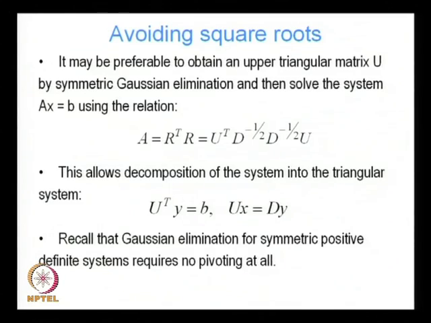And let us recall that the prerequisite for this is to perform the Gaussian elimination, because we have to calculate U. But recall that for Gaussian elimination for symmetric positive definite matrices, we do not require any pivoting at all. So, Gaussian elimination for symmetric positive definite matrices is relatively cheap.